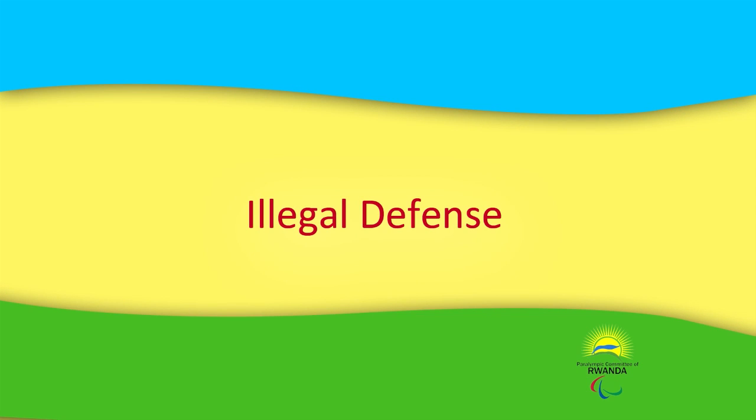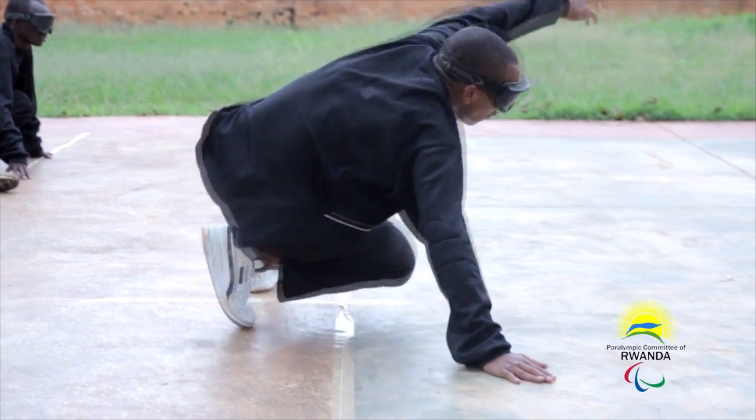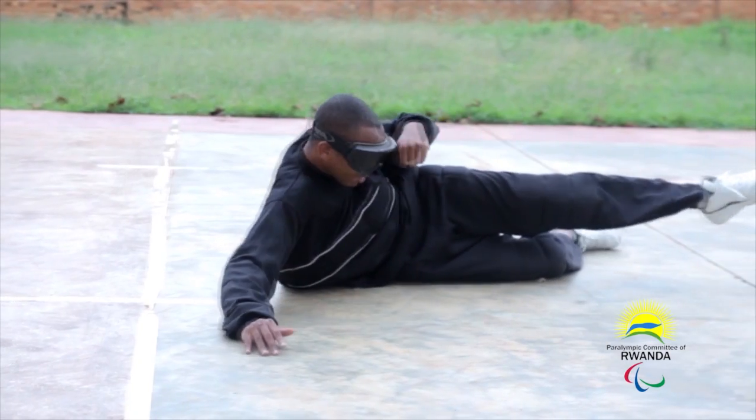Illegal defense. The first defensive contact with the ball must be made by a player who has any part of his body touching the team area. If this is not the case, the ball position has to change.